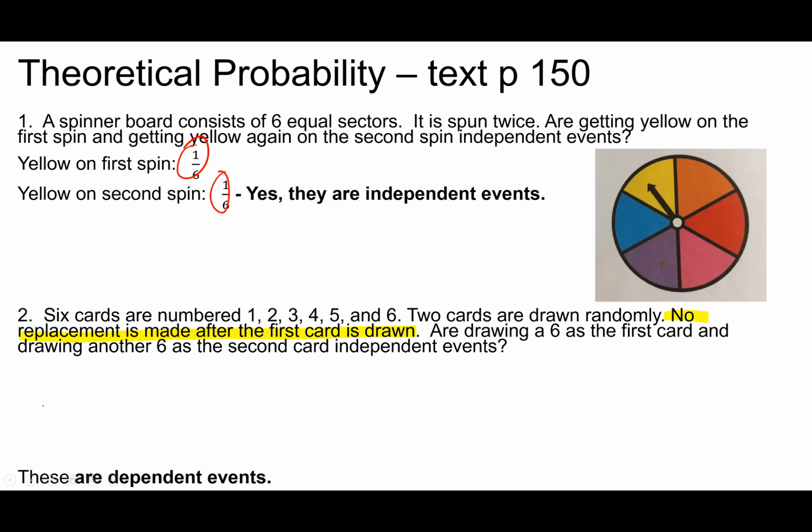For some reason I'm missing this in my notes. That's really weird. What's the probability of drawing a 6 on the first draw? Just the first draw. How many cards do we have? We have 6, right? So the probability of drawing a 6 would be 1/6. Good job. How about drawing a 6 on the second draw? What's the probability of drawing a 6 on the second draw?